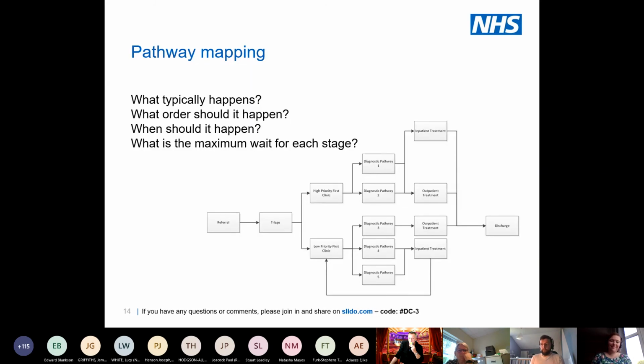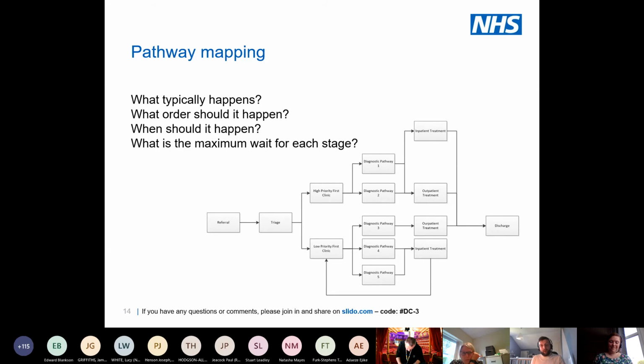And so the first step, if you are thinking about doing demand and capacity modeling, or you've identified that you have a higher than expected number of breaches, or patients are waiting too long in your service, or your waiting list is too big, the first real step that you have to do is pathway mapping. And this is an 8-hour course on its own. So we're going to give you the high level with some additional resources on this.